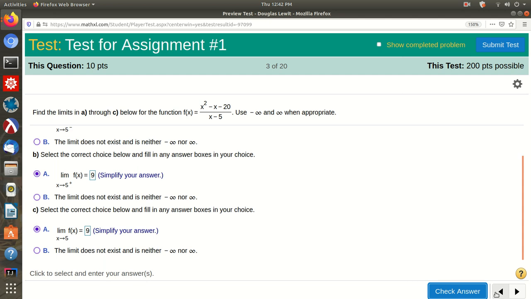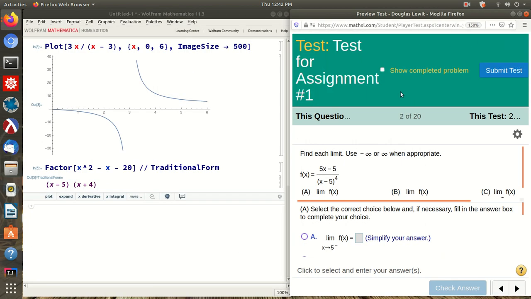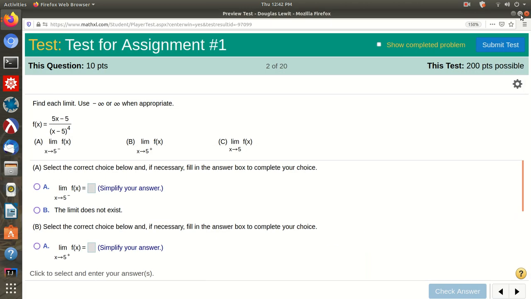Let me try to go back to question 2. Oh, here's question 2. Okay, terrific. That was kind of a technical issue. So, find each limit. Use negative infinity or positive infinity when appropriate. This is question 2. f of x is equal to 5x minus 5 divided by x minus 5 to the power of 4. So we have 3 limits to evaluate.